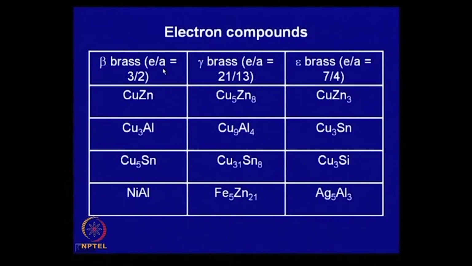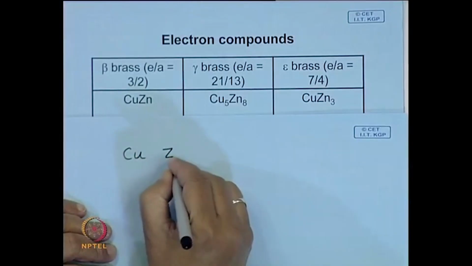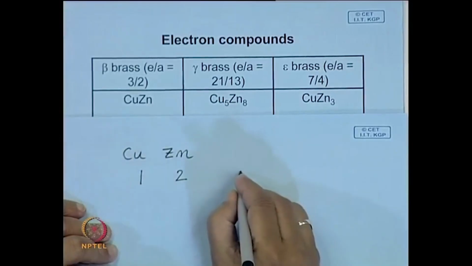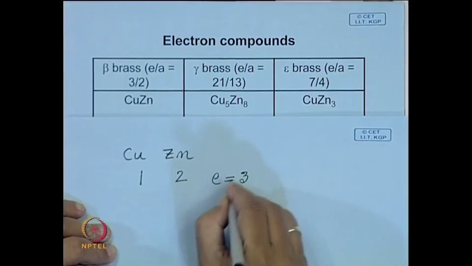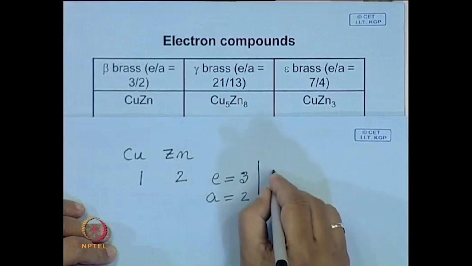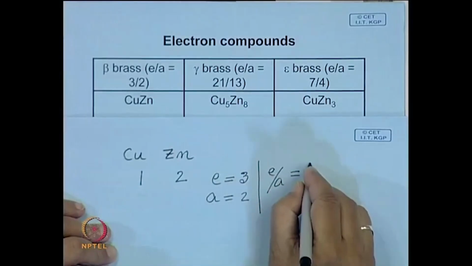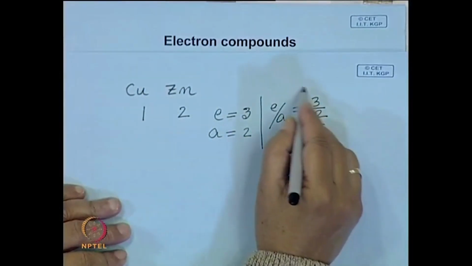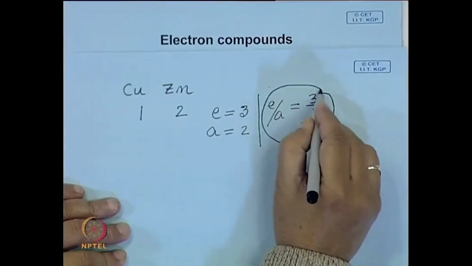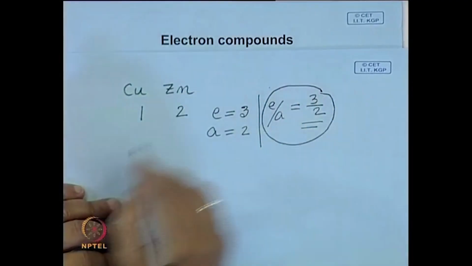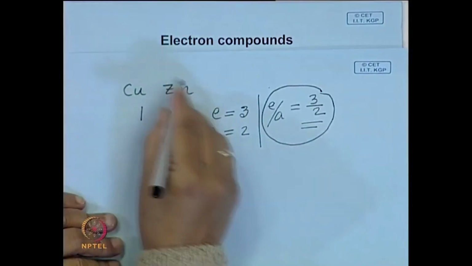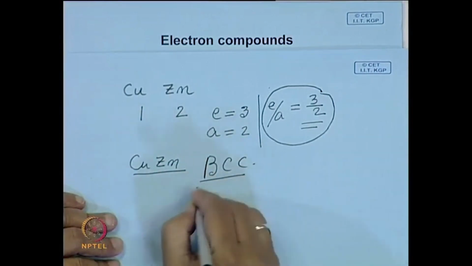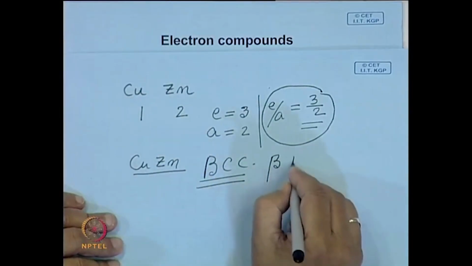Suppose you consider copper and zinc. Zinc can give 2 electrons, copper can spare 1 electron. So the total number of electrons is 3 and the number of atoms is 2. So the E by A ratio here is 3/2. It has been found in several cases that wherever this electron to atom ratio is attained, you get a crystal structure very similar to the copper zinc structure, which is BCC, called beta brass.